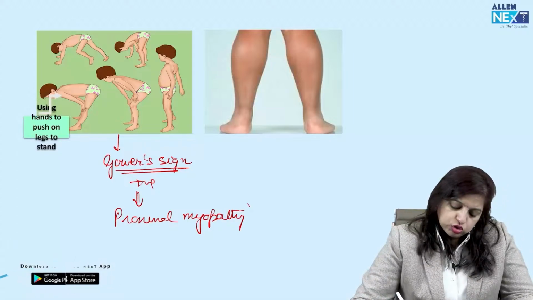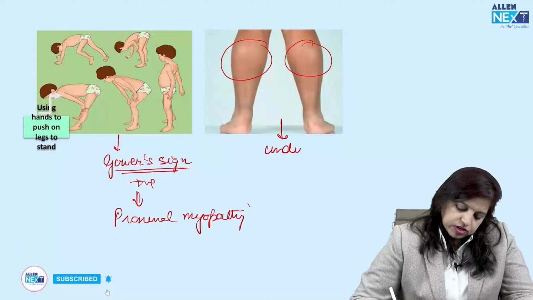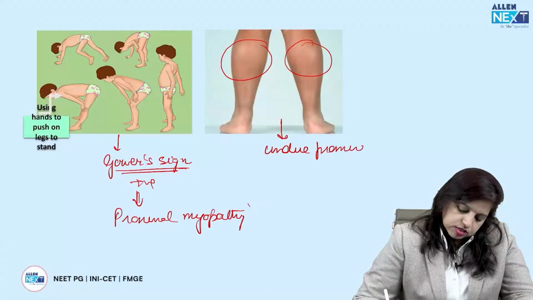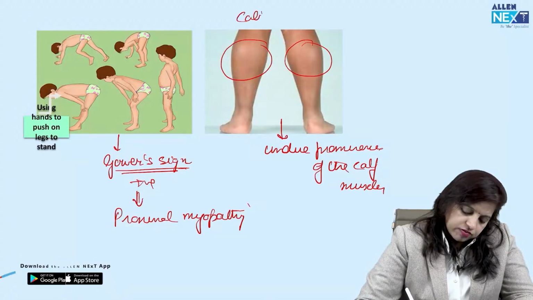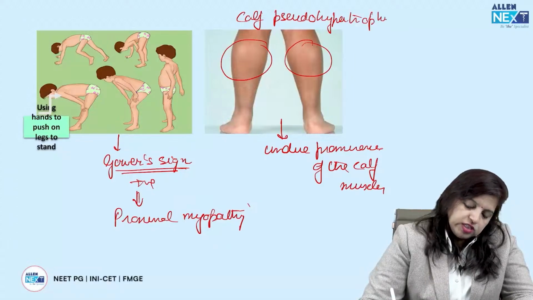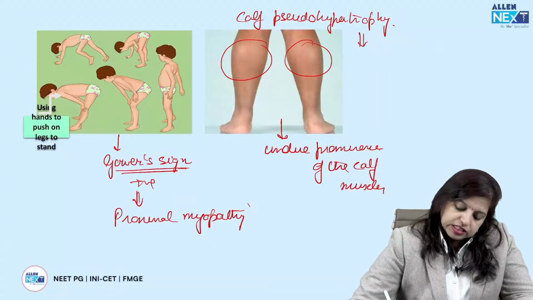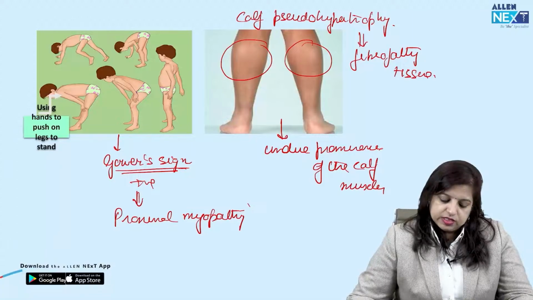Another thing which you should be knowing is the undue prominence of the calf muscles, right? Why does this occur? Calf pseudohypertrophy. Why pseudohypertrophy? Because the muscle fibers have already degenerated. They are replaced by fibro-fatty tissue, which is responsible for the pseudohypertrophy of the calf muscles, right?